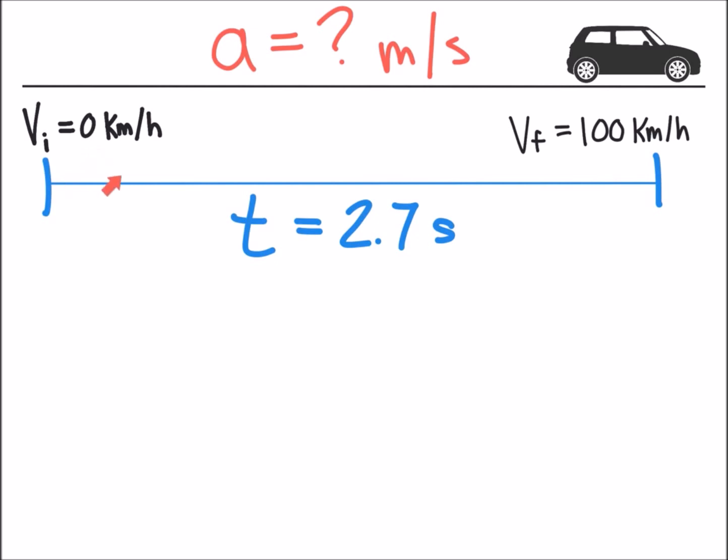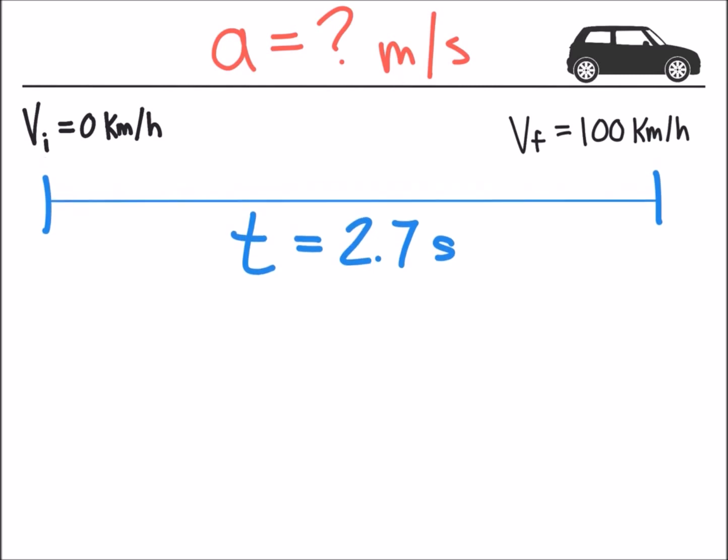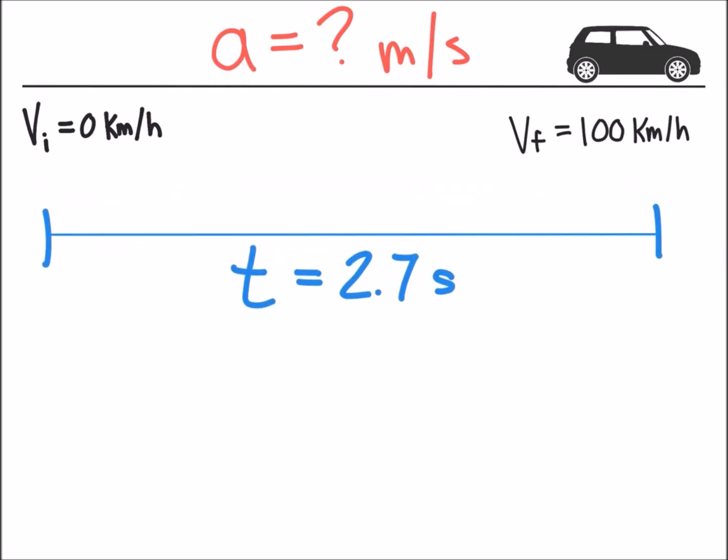Notice that the units of speed are kilometers per hour, and time is measured in seconds. We need our answer in meters per second. That means we have to rewrite our speed in meters per second. We do this by unit conversions. 0 kilometers per hour is also 0 meters per second. And 100 kilometers per hour, from a unit conversion, I got 27.78 meters per second.